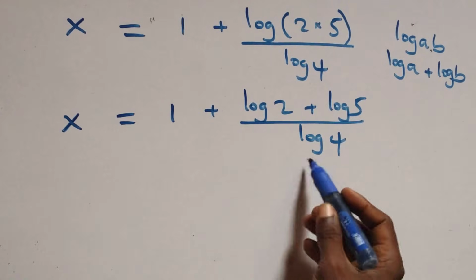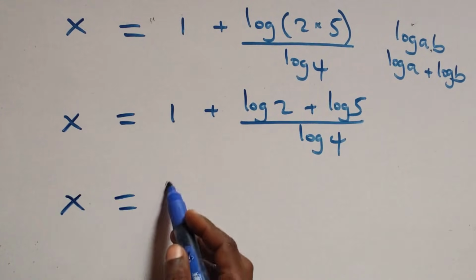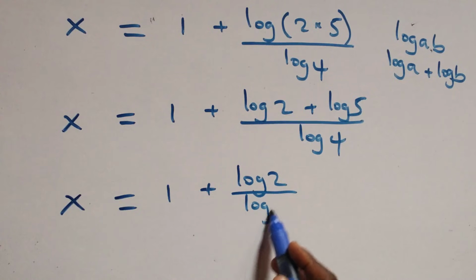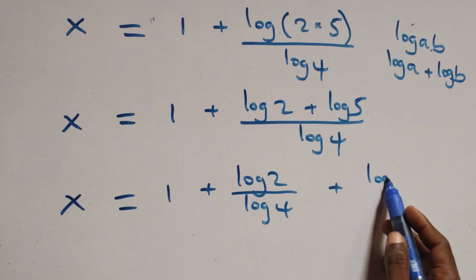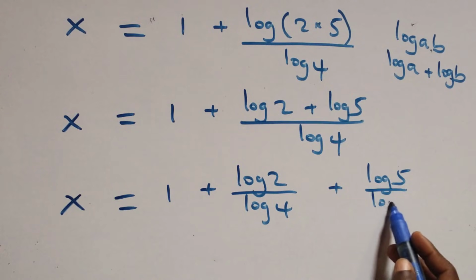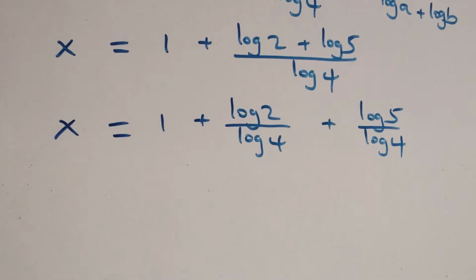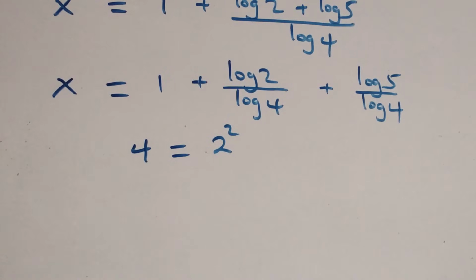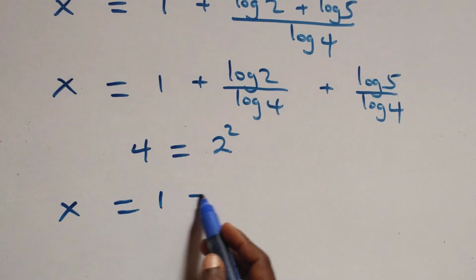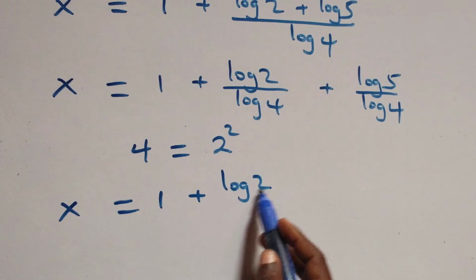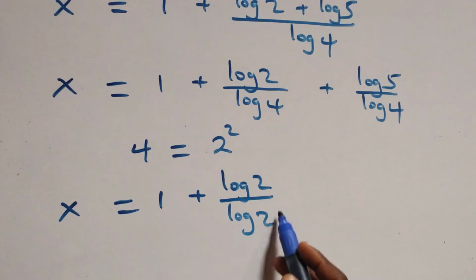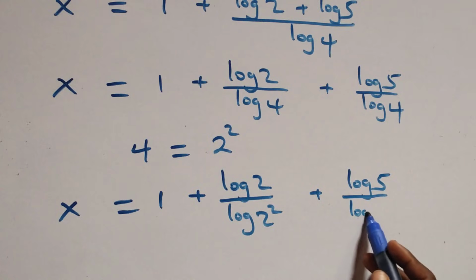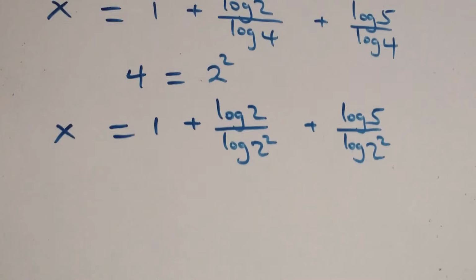Then here we separate this into two fractions. We have x equals 1 plus log 2 over log 4 plus log 5 over log 4. Then also here we can express 4 as 2 times 2, which is 2 squared. Then what we have here becomes x equals 1 plus log 2 over log 2 squared plus log 5 over log 2 squared. Then we apply the power law of logarithm here.